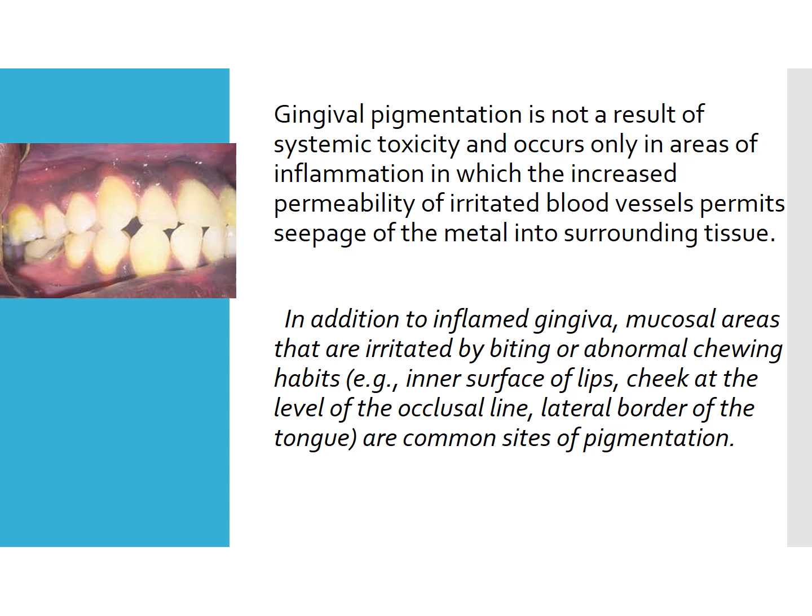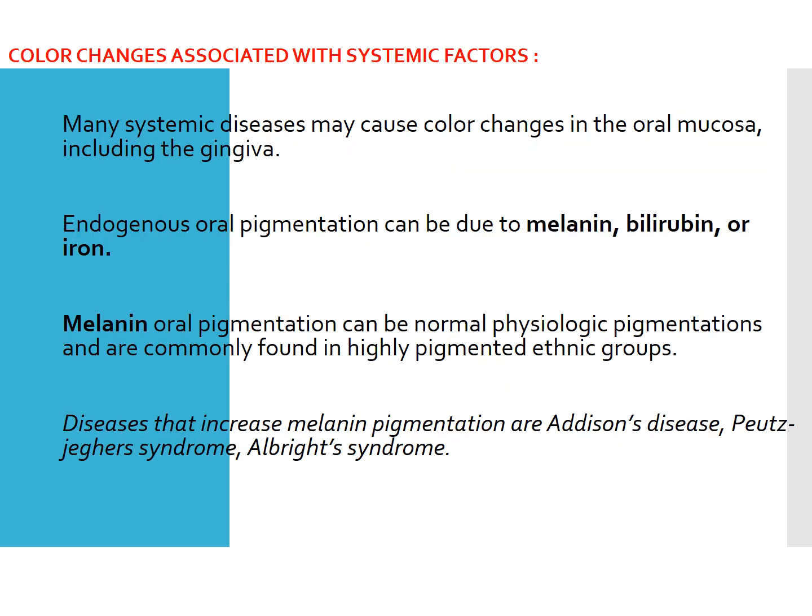This leads to a bluish or blackish hue of the gingiva, mainly due to inflammation in which increased permeability of irritated blood vessels permits the seepage of the metal into the surrounding tissue. Coming to the color changes associated with systemic factors, systemic diseases may cause changes in the oral mucosa, including the gingiva also.